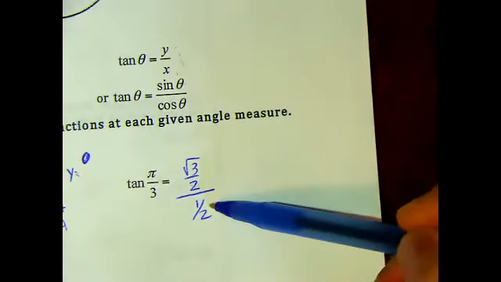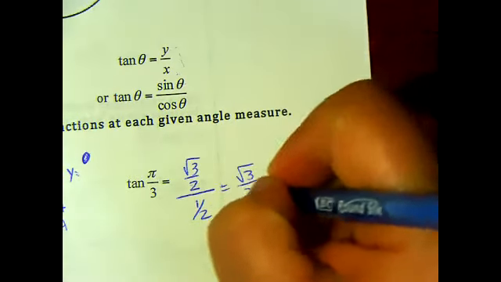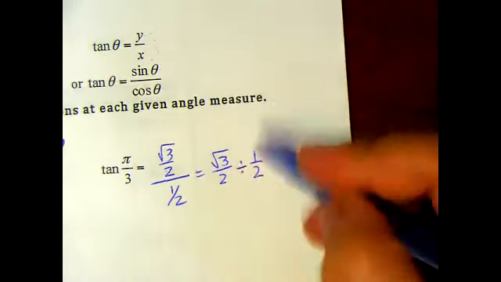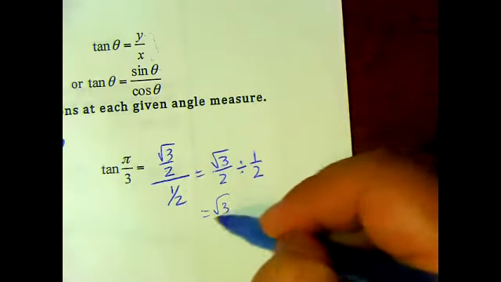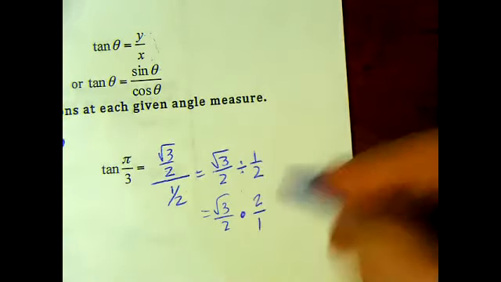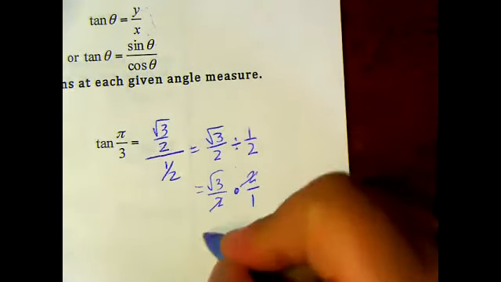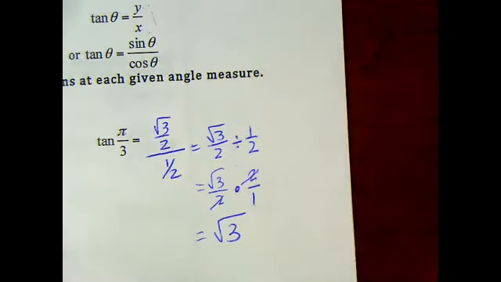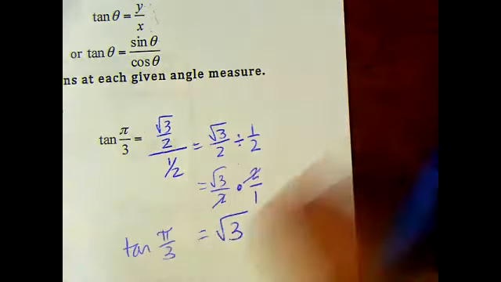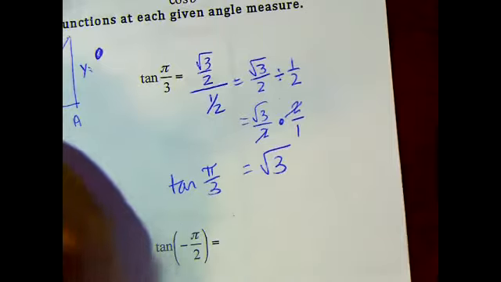Well, this is a fraction divided by a fraction. It's the same thing as having square root of 3 over 2 divided by 1/2. So I can skip, change, flip. This cancels and this cancels, and I'm left with the square root of 3. So tangent of pi over 3 is equal to the square root of 3, and we can simplify it that way.